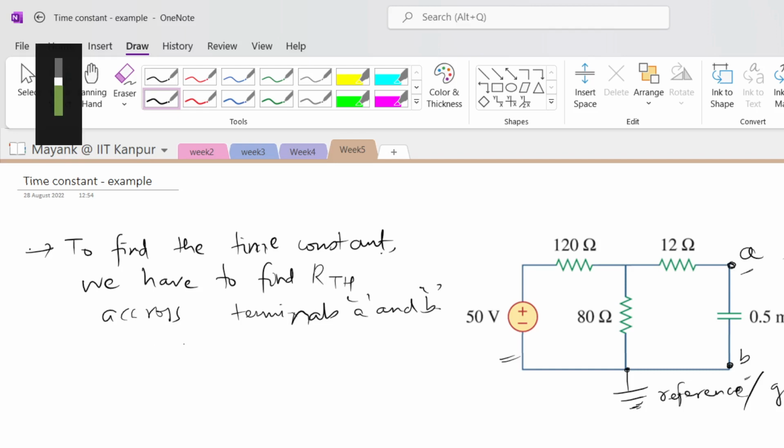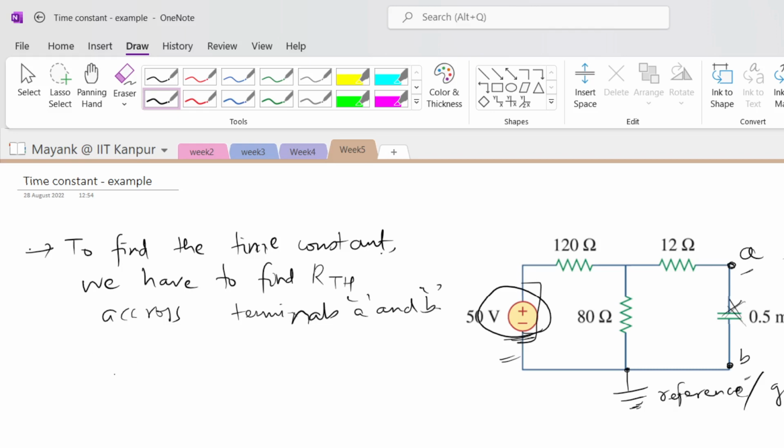For finding the equivalent resistance, we have to first short all the independent sources, or desensitize all the independent sources inside this circuit. You can see there is only one independent source, a 50 volt voltage source. So we have to short this voltage source, and we also have to remove this capacitor, because we are trying to find the Thevenin resistance across these two terminals.